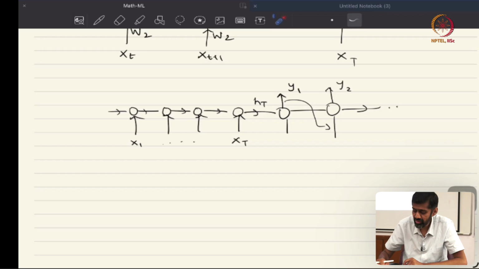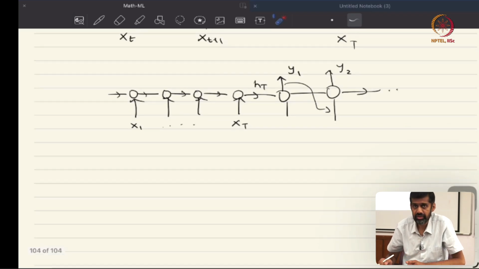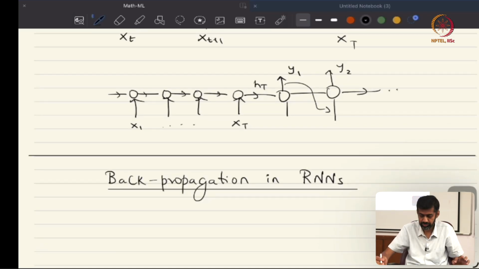Any questions so far? The RNN cell for the decoder structure will have a different architecture, right? Because we are giving y1 as input to the next cell, so some other weight will also be... No, there is no weight there. You just give it as an input to the next one.